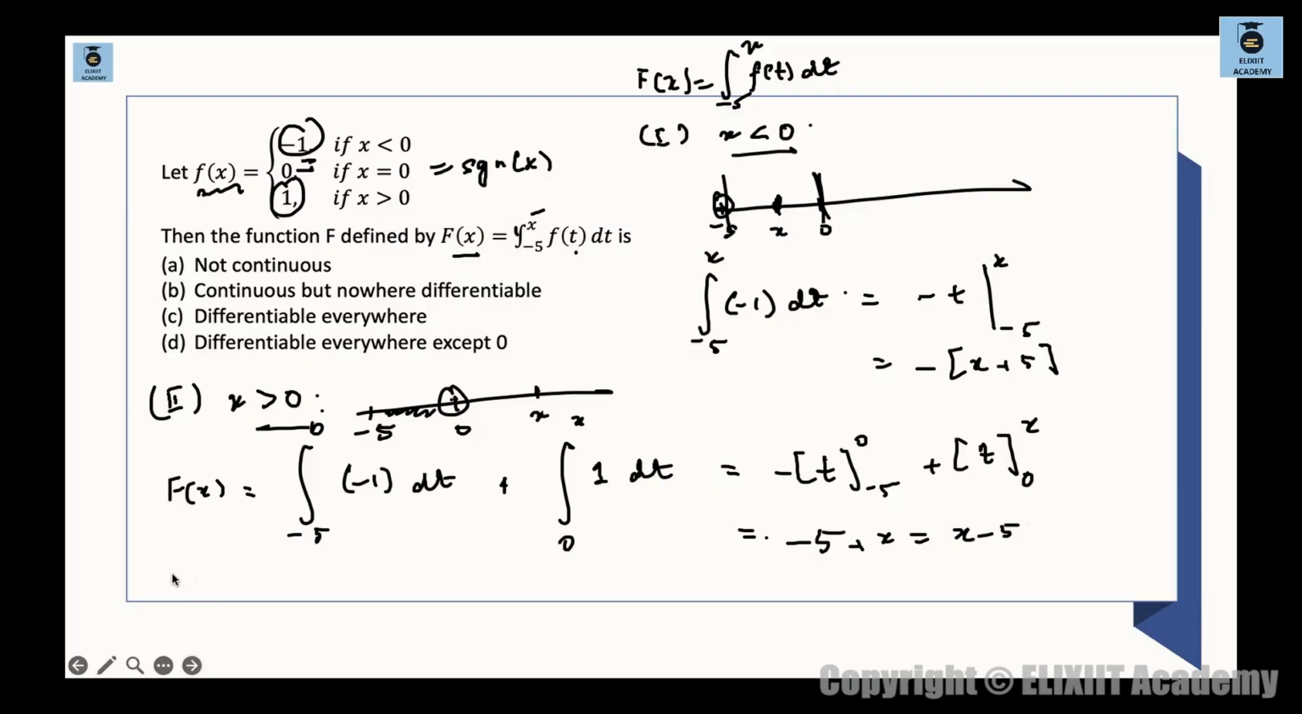Okay, now you can also check for the case when x is equal to 0, or you can combine with this case as well. Let us check this separately. When x is equal to 0, then what happens? In that case, this integral will become minus 5 to 0 itself, right?